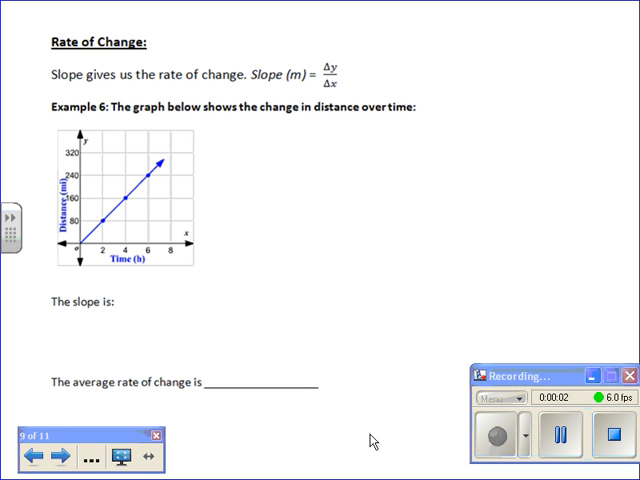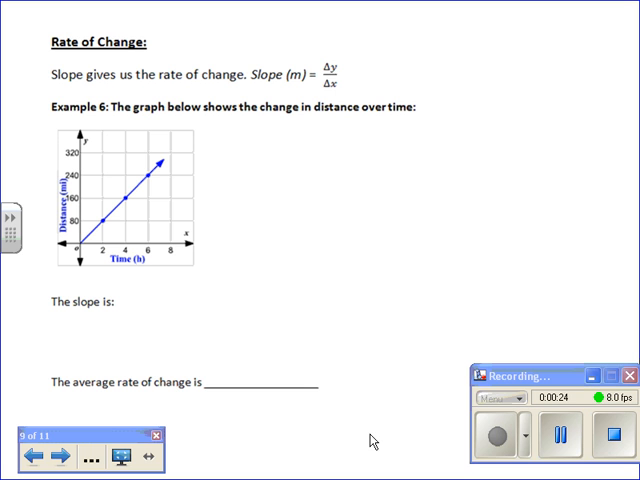Hi everyone. This is the very last example in our 6.5 notes, and again it's just one more example of finding the slope from a graph. This time, we're looking at a graph where we have a quantity on the y-axis, distance in miles, and on the x-axis we have time. So we're graphing distance versus time here.